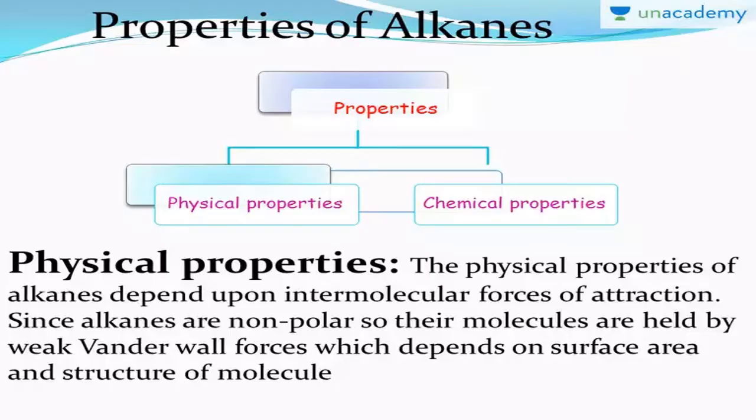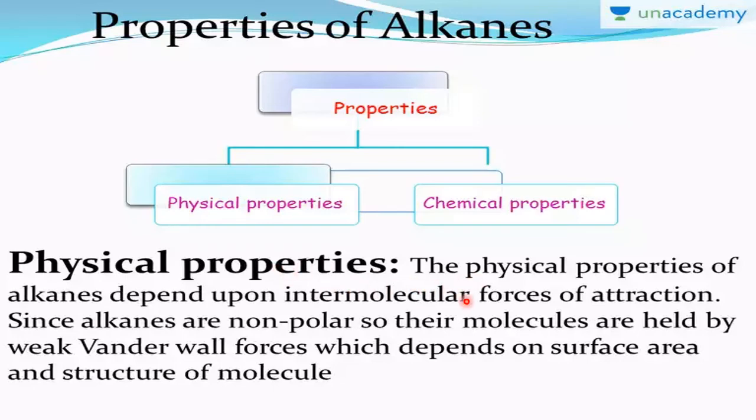Now we'll go to the properties of alkanes. So totally two properties: physical properties and chemical properties. Physical properties are properties which are seen from the outside, like boiling point, solubility, whereas chemical properties are found by certain tests and experiments. So first we go through the physical properties in brief, then we go to the chemical properties.